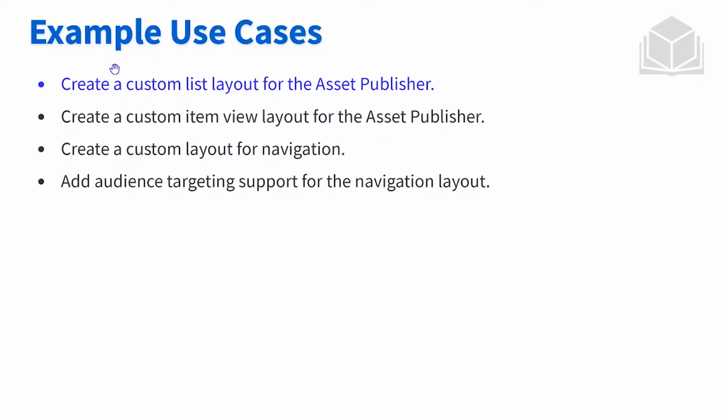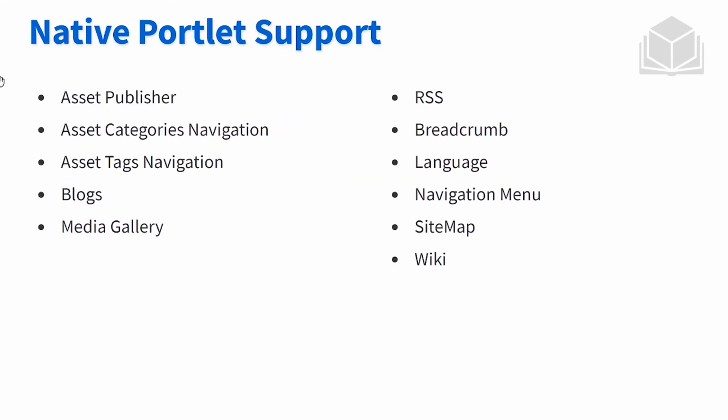So just some example use cases of where we can use these widget templates. If we want to create a custom list layout for Asset Publisher, maybe if we want to use a custom item view layout for the Asset Publisher, if we want to use a custom layout for navigation, and if we want some audience targeting support for the navigation layout. Here are some examples of some native portlet support out of the box. These Liferay portlets actually have widget templates usable. It includes things like Asset Publisher, the RSS feed, the navigation menu, and the wiki.